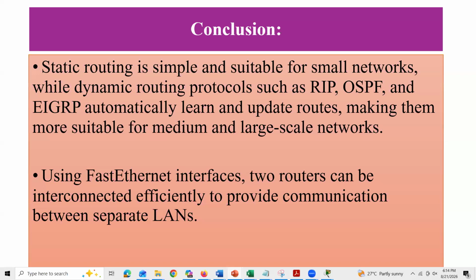Now, conclusion of our routing. Static routing is simple and suitable for small networks. I've explained that. While dynamic routing protocols such as RIP, OSPF, and EIGRP automatically learn and update routes, making them more suitable for medium and large-scale networks. Using fast Ethernet interface, two routers can be interconnected efficiently to provide communication between separate VLANs.